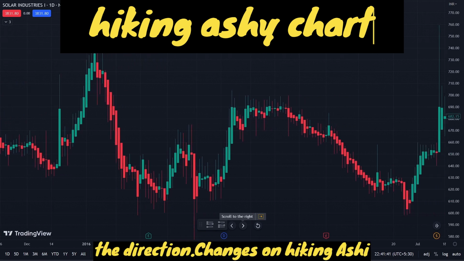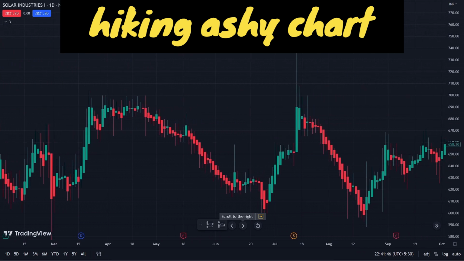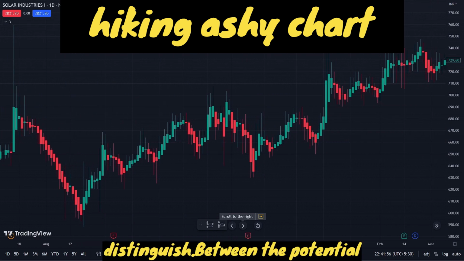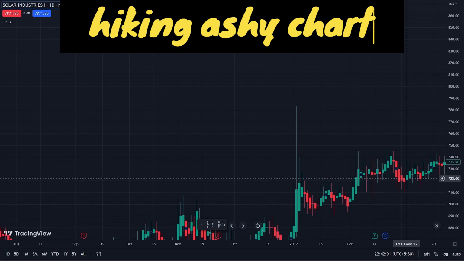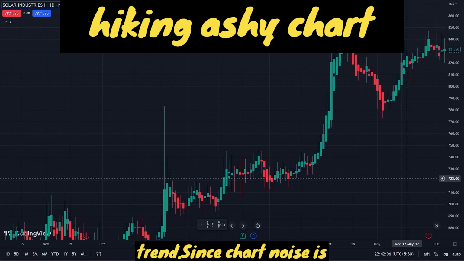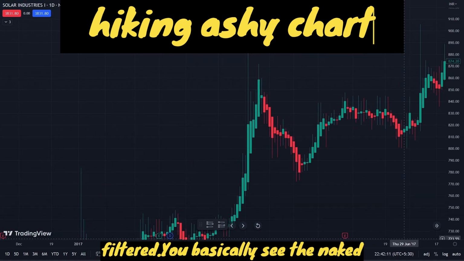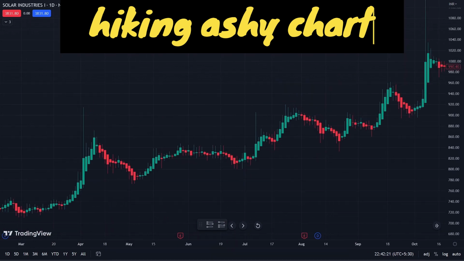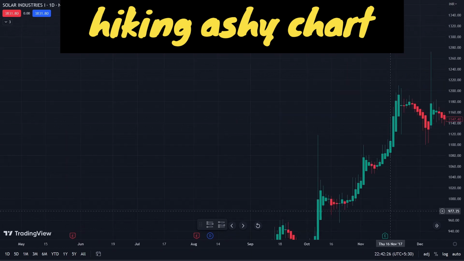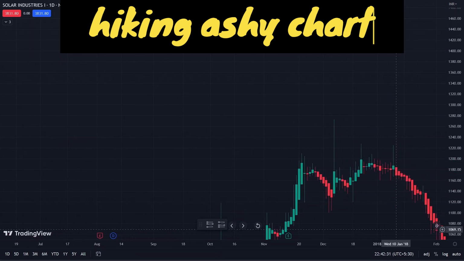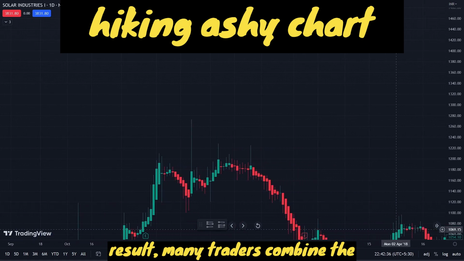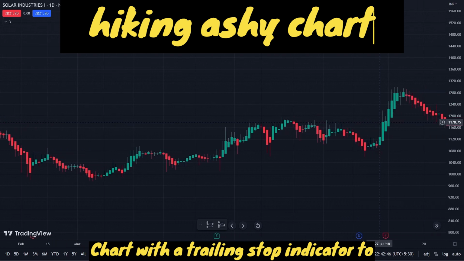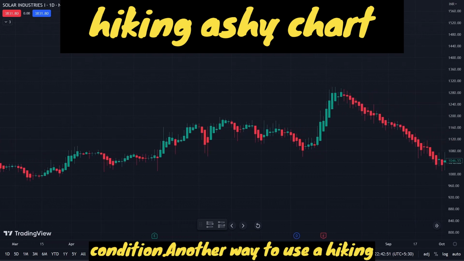You will notice that when the direction changes on a HeikinAshi chart, the price most likely starts a new move. This helps to distinguish between the potential beginning and the end of a currency pair trend. Since chart noise is filtered, you basically see the naked trend. Using a trailing stop is a good trade management tool to pursue in a trending market. As a result, many traders combine the smoothing benefits of the HeikinAshi chart with a trailing stop indicator to get the most out of a trending market condition.